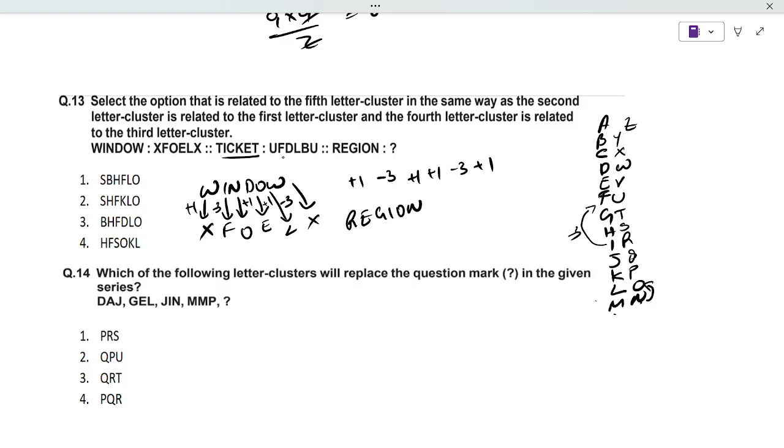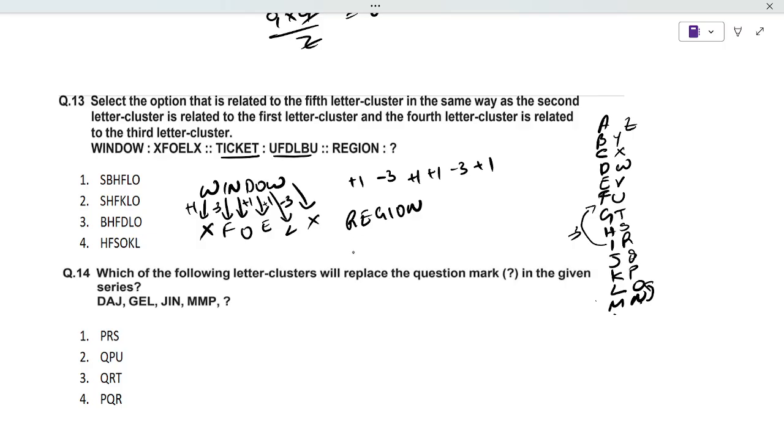Because even the decade will follow the same pattern. D plus 1 is U. I minus 3 is F. C plus 1 is D. K, minus 3 plus 1, is L. Yes. E minus 3 is B, and D plus 1 will give us U. So we're following the same pattern.